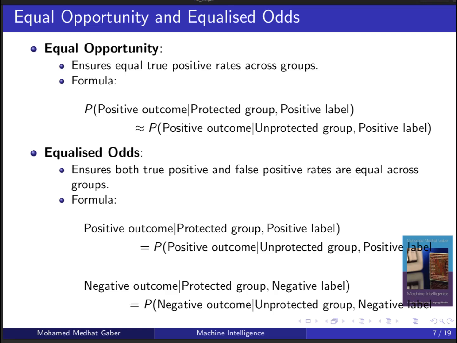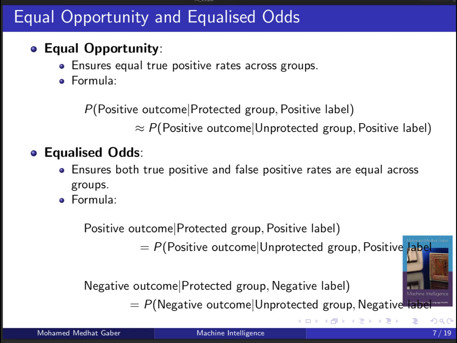The goal is to achieve a balance where the model performs equitably for all groups, minimizing both types of errors in a fair manner. However, pursuing equal opportunity and equalized odds can introduce trade-offs with overall model accuracy. Adjusting the model to meet these fairness criteria might lead to a reduction in performance for certain groups or the model as a whole. This necessitates a careful consideration of the ethical implications versus the practical performance of the AI system.